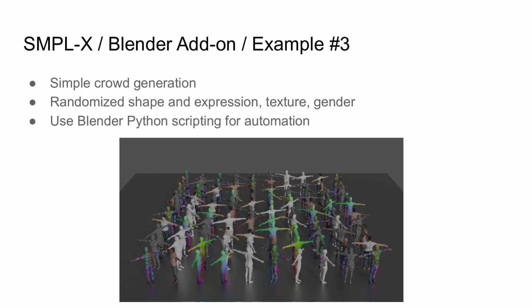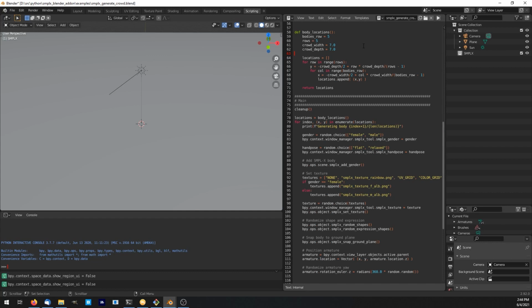In our third example, we'll be looking at the generation of a simple crowd with randomized shape and expression, texture, and gender. We'll be using Blender Python scripting to automate this task. Here we have Blender in the scripting workspace. To make things simple, we'll just place the bodies in a uniform grid. Let's now launch the script, and while it's running, look at the main function.